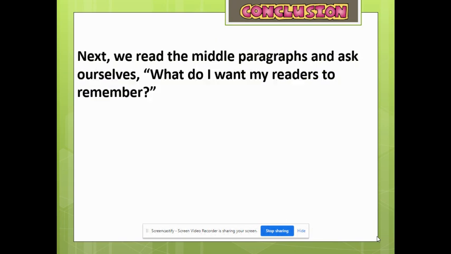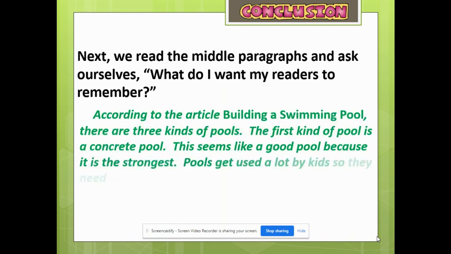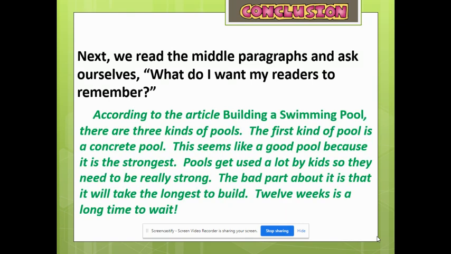Next, we will read the middle paragraphs and ask ourselves, what do we want the readers to remember? All right. So according to the article Building a Swimming Pool, there are three kinds of pools. The first kind of pool is a concrete pool. This seems like a good pool because it is the strongest. Pools get used a lot by kids, so they need to be really strong. The bad part about it is that it will take the longest to build. 12 weeks is a really long time to wait.